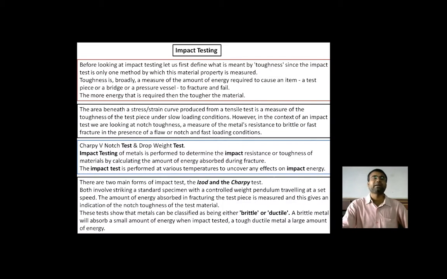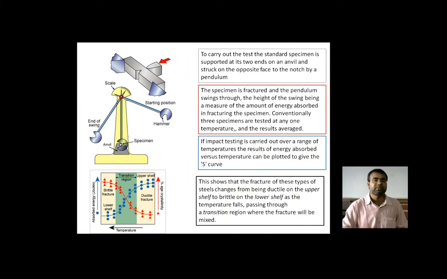So impact test is performed at various temperatures to uncover any effect on impact energy. Both the IZOD and the CHARPY impact test involve striking a standard specimen with a controlled weight pendulum traveling at a set speed. अभी आगे फिगर में आप देखेंगे जो इंस्ट्रूमेंट है IZOD इम्पैक्ट टेस्ट का वो किस तरह से काम करता है. एक हाइट से एक लोहे के पेंडुलम को छोड़ा जाता है, तो वो ग्रेविटी फोर्स की मदद से इतनी तेजी से आता है जो उस पर्टिकुलर नोच पे सडनली इम्पैक्ट करता है, और वो मटेरियल को ब्रेक करता है. And that is how we perform this particular test.